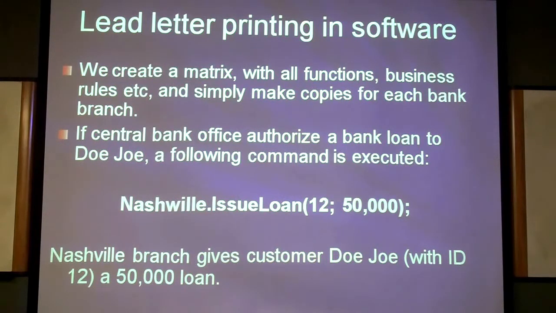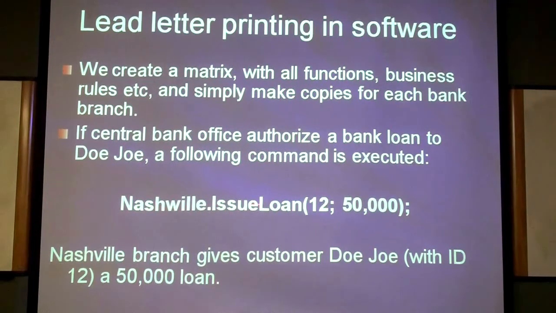And after doing that, each bank branch will receive its own copy of the software, which will allow it to do these operations. And after receiving it and installing it on the machines, then in order to issue a loan, we can issue this command. So the issue loan command is generic. It's put in a matrix, and it's defined in a matrix. For example, the Nashville branch has nothing to do with that. They cannot alter it. They cannot do anything with it.